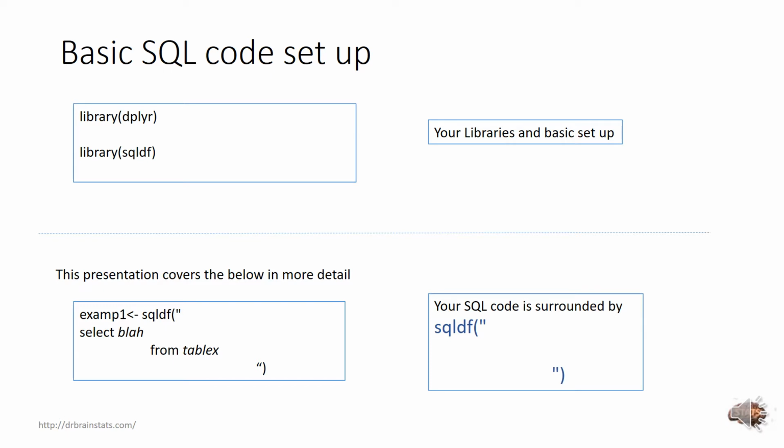And this is your basic SQL code setup. First of all, you need to set up your libraries. The main one here is sqldf. And you notice in the second half of the slide is how you write your SQL code. Example 1 would be your data frame, sqldf, open bracket, double inverted quotes, is your SQL code, to be completed by the double inverted quotes and a closing bracket.